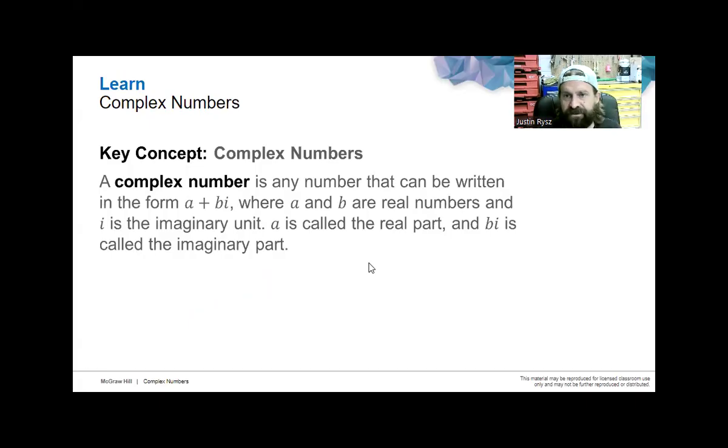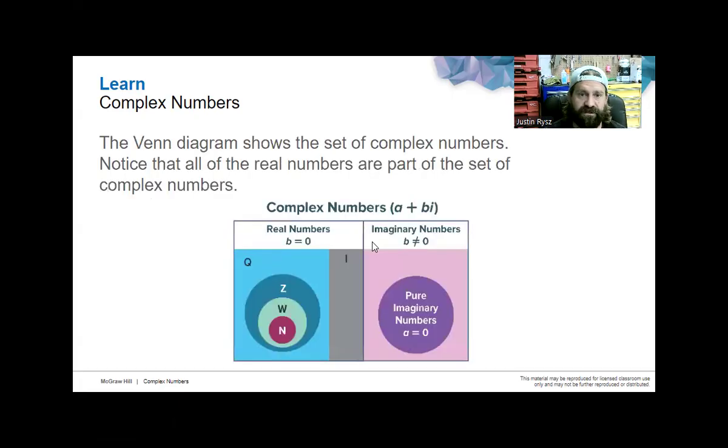So right there, we're introducing these ideas of complex numbers. Complex numbers are always written in the form of a plus bi, where a is the real number and b is the imaginary unit. And notice that you always put the real number part first.